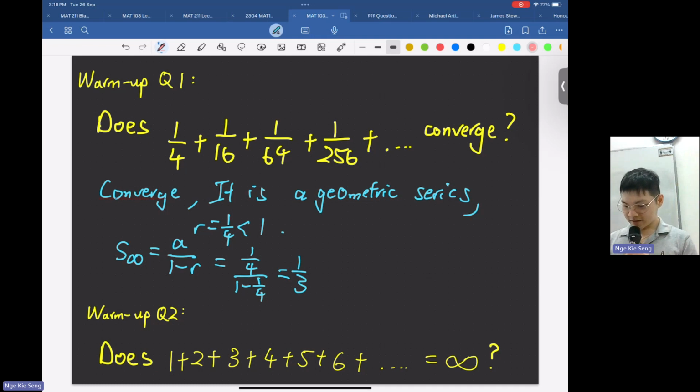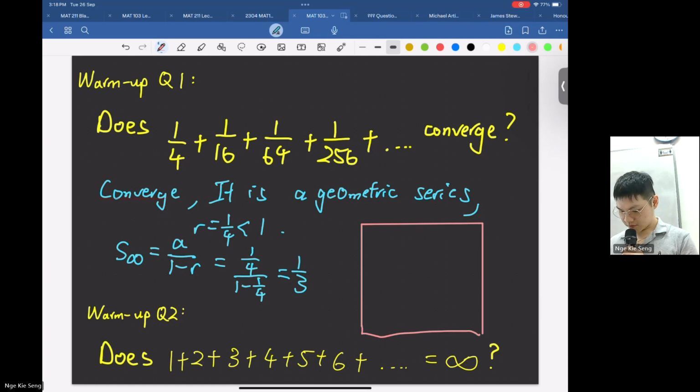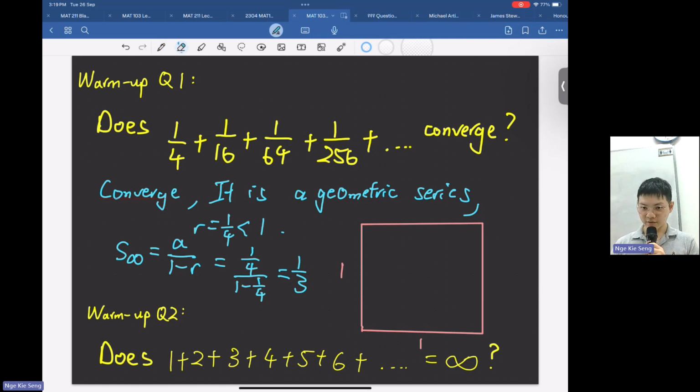Okay, so let's start with a unit square this time. Last time we took a length of one, right? So now we take a unit square. How do we get 1/4 here? We divide by 4. We cut this square into 4 equal pieces.